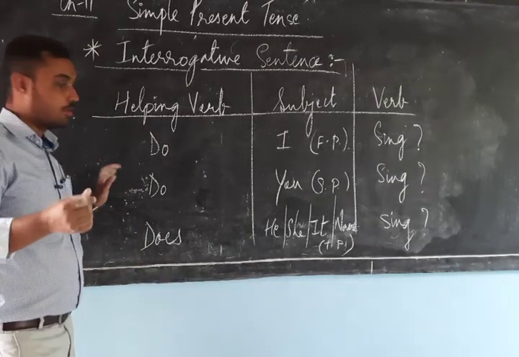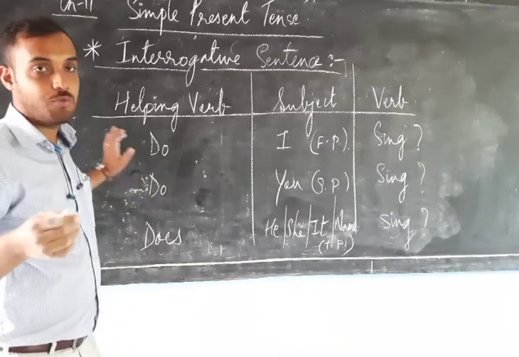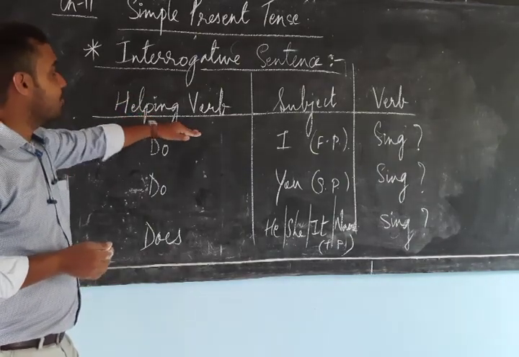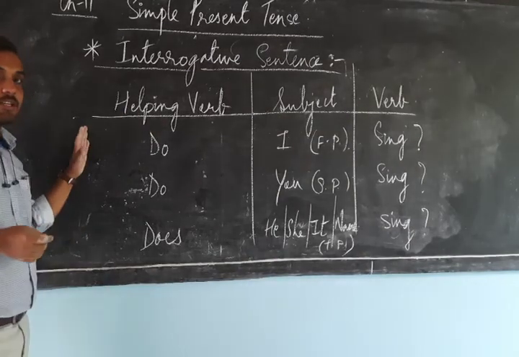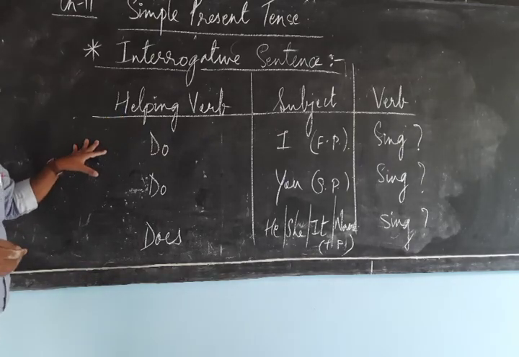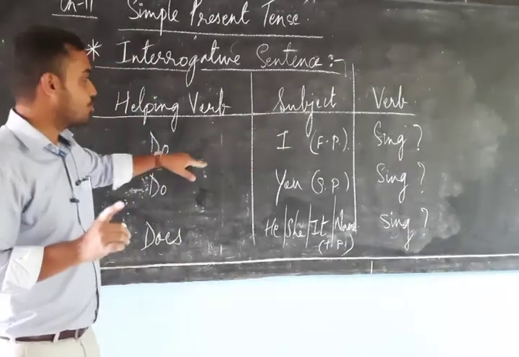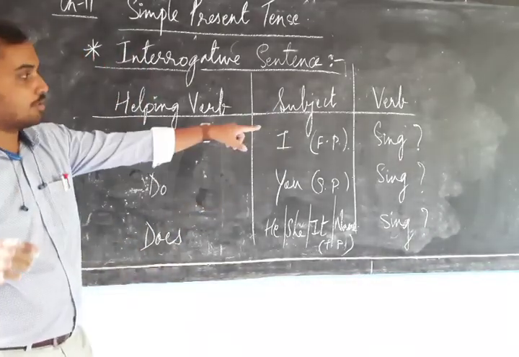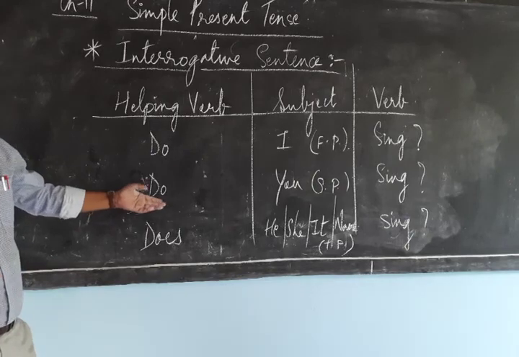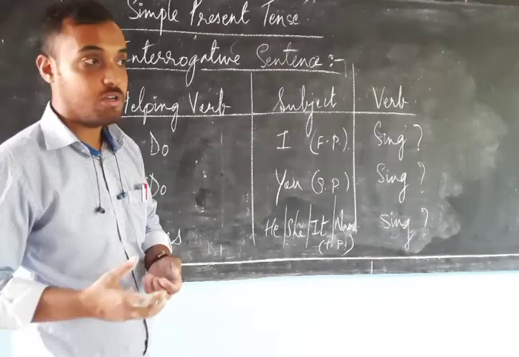To ask a question, we use do, because do is generally used for asking questions. The formula is that we use the helping verb first, at the start of the sentence, not at the second place. Do I sing? First person, singular subject. A question is formed, and with the question mark it becomes an interrogative sentence. Second person, singular subject: do you sing? You will either answer yes or no.